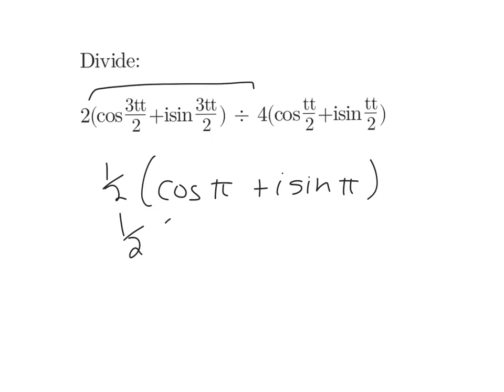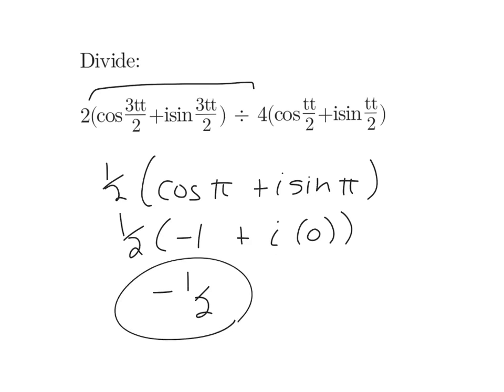Now, cosine of pi is -1. Sine of pi is 0. So when I distribute the 1/2, I get -1/2 because 1/2 times -1 is -1/2. 1/2 times 0 is 0, so it's just -1/2 when I divide those things. And that's all there is to it, all you're doing there. Hopefully that was not too hard at all.